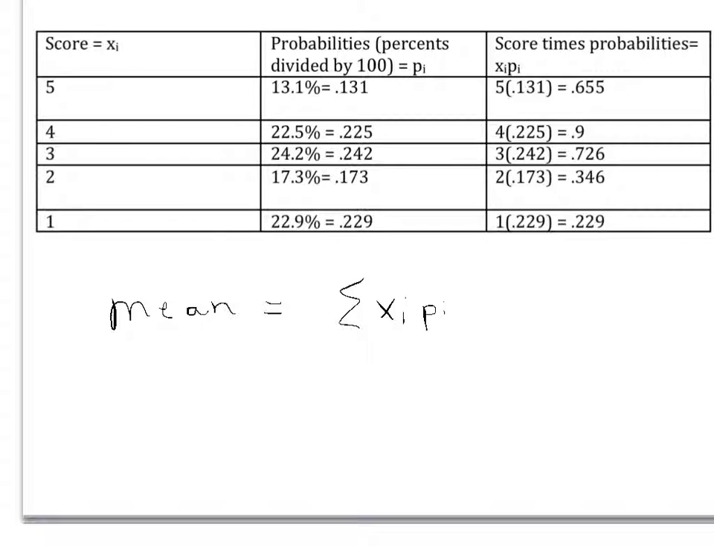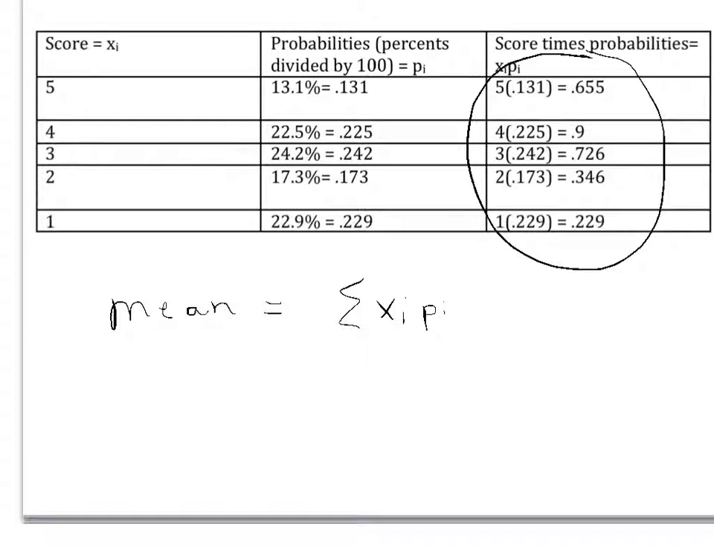So what I have done is I have taken 5 times 13.1% and I received 0.655. Then I took 4 times 22.5% and that is 0.9. 3 times 24.2%, that is 0.726. 2 times 17.3%, that is 0.346. And finally 1 times 22.9%, and that is 0.229. Then we are going to sum this entire column to find the mean.